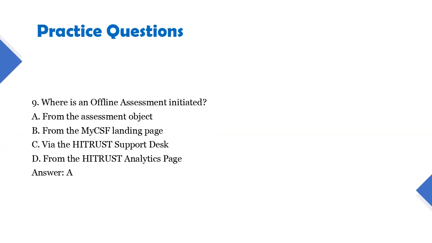9. Where is an offline assessment initiated? A. From the assessment object. B. From the MyCSF landing page. C. Via the HITRUST support desk. D. From the HITRUST analytics page. Answer: A.